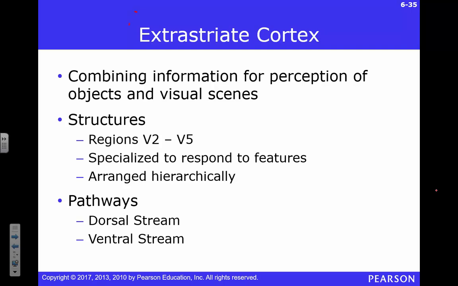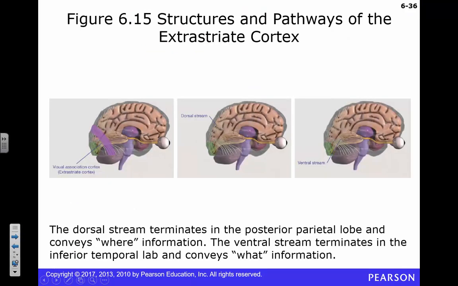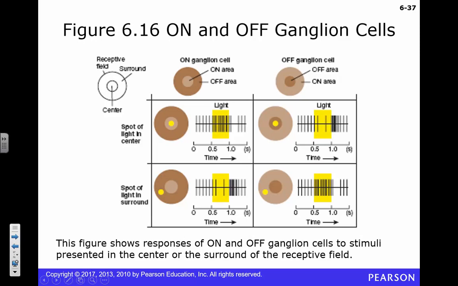So let's talk a little bit about extrastriate cortex. What's that mean? It doesn't mean it's extra stripy, right? It just means it's beyond primary visual cortex. So what we're going to do is take that information from primary visual cortex and combine it together to make all kinds of cool things. We're not going to talk dorsal ventral stream right now, so don't worry about it. There are these what and where pathways. I do want to talk to you about on and off ganglion cells, because this conversation will help you understand the video that you're going to watch. Okay?